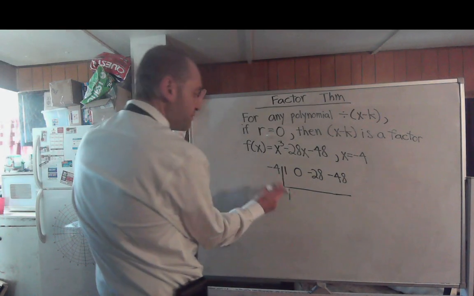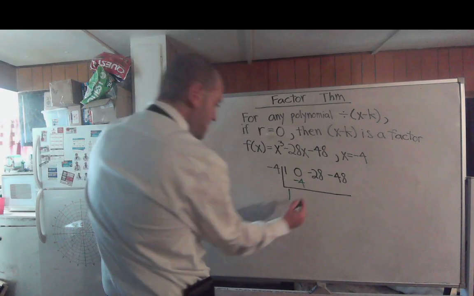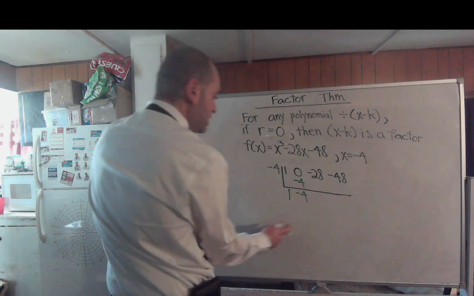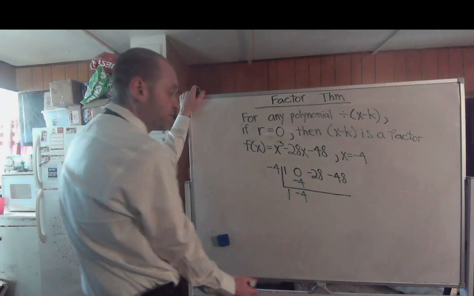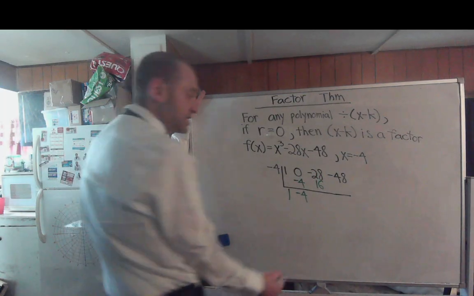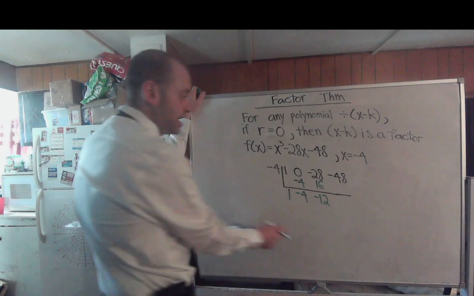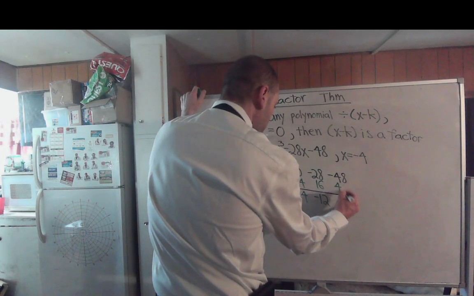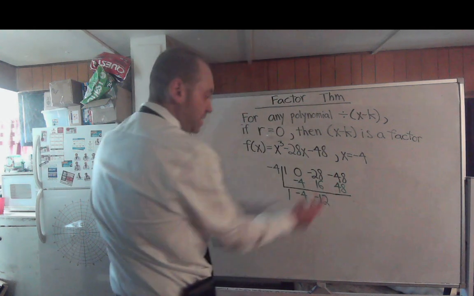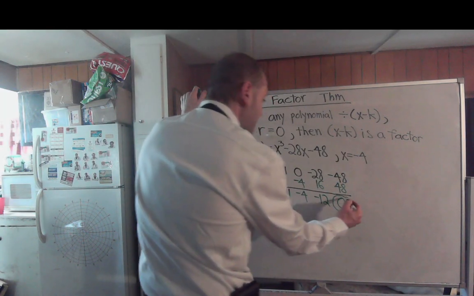So now negative 4 times 1 is negative 4. 0 plus negative 4 is negative 4. Negative 4 times negative 4 is positive 16. Negative 28 plus 16 is negative 12. Now negative 4 times negative 12 is positive 48. Negative 48 plus 48 is 0. So we actually have another remainder of 0.